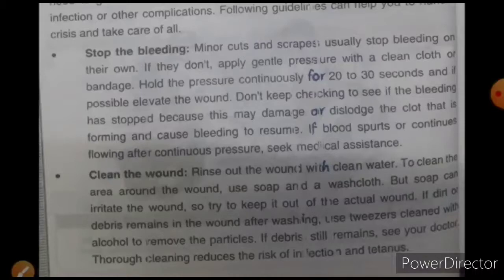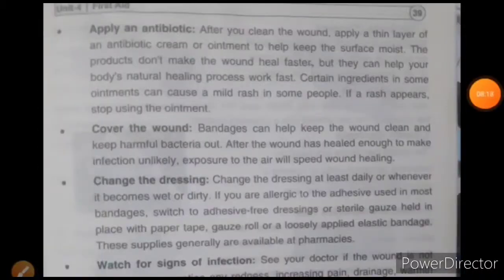Okay. Now here we are with the next point, and that is applying antibiotic. After you clean the wound, apply a thin layer of antibiotic cream or ointment. Ointment is again the same sort of a cream that is used on the surface to make it moist. The products don't make the wound heal faster.